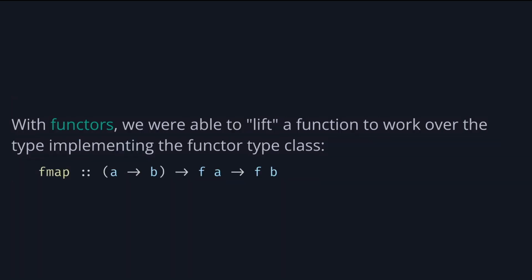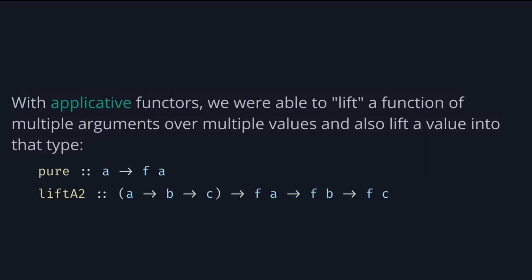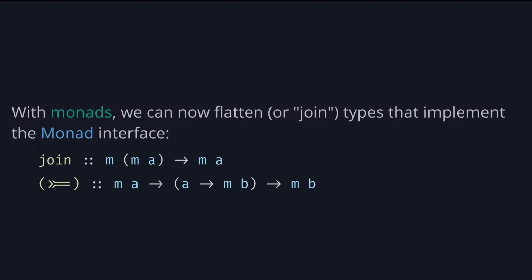With functors, we were able to lift a function to work over the type implementing the functor type class. With applicative functor, we were able to lift a function of multiple arguments over multiple values of a type implementing the applicative functor type class, and also lift a value into that type. With monads, we can now flatten or join, in Haskell terminology, types that implement the monad interface. And note the operator called bind, which has reverse arguments from the operator we created and saw before.